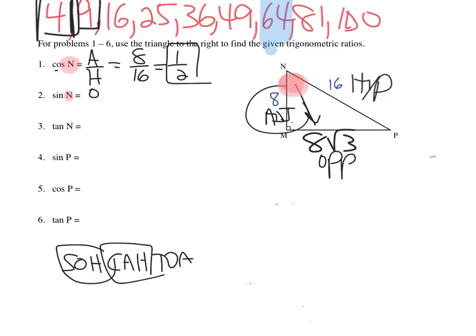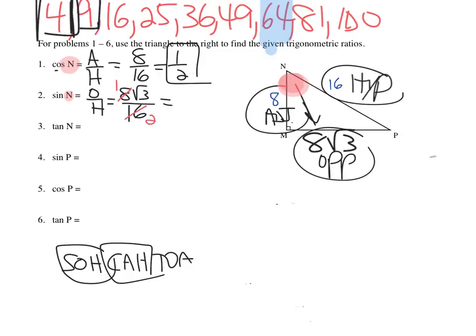Sine is equal to opposite over hypotenuse. So opposite is 8 radical 3. Hypotenuse is 16, so I have 8 radical 3 over 16. 8 goes into 8 once, 8 goes into 16 2 times, so I have 1 radical 3, which is just radical 3, over 2. Since the radical is in the numerator, that's okay for an answer.